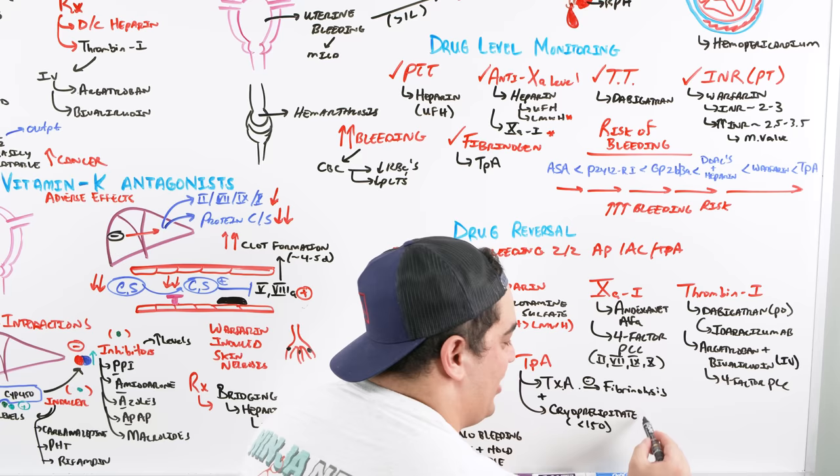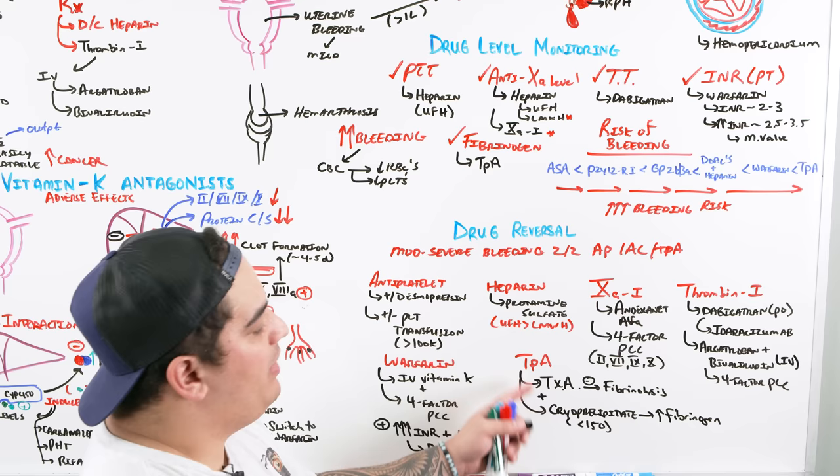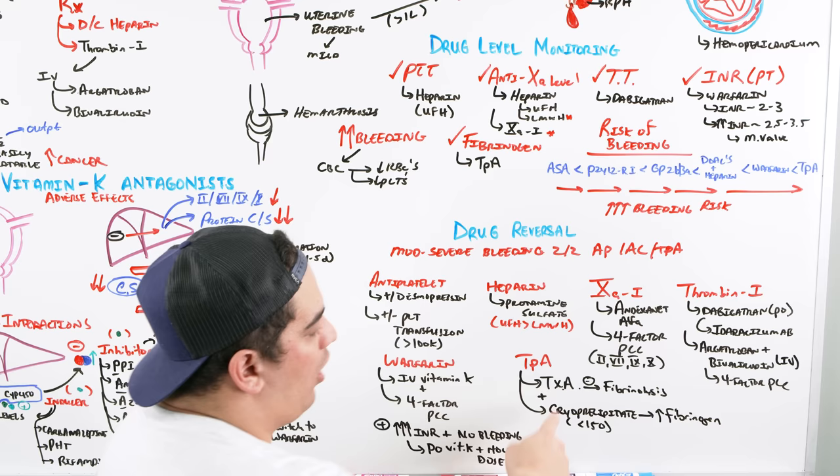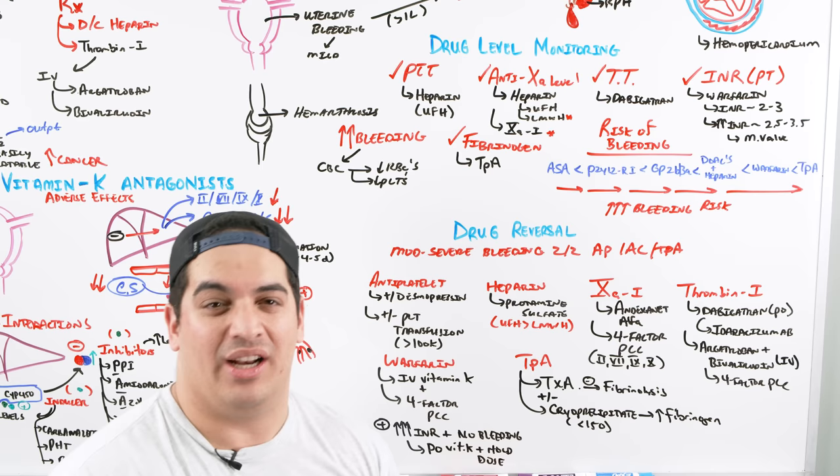The other thing is that with TPA, it actually does break down the connections between the platelets, so you may drop the platelets a little bit. So some patients, you may even need to do a platelet transfusion. But this is really the hallmark: TXA plus or minus cryoprecipitate if they have a really low fibrinogen level.